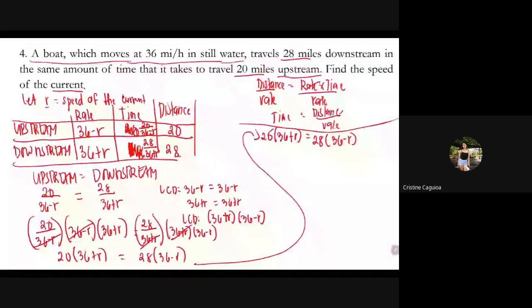Medyo choppy. Okay, let's multiply this. 20 times. Okay. Kaya pala. Okay. So let's multiply 20 times 36. You have 720. 20 times R. Medyo delayed nga yung aking ano, no?